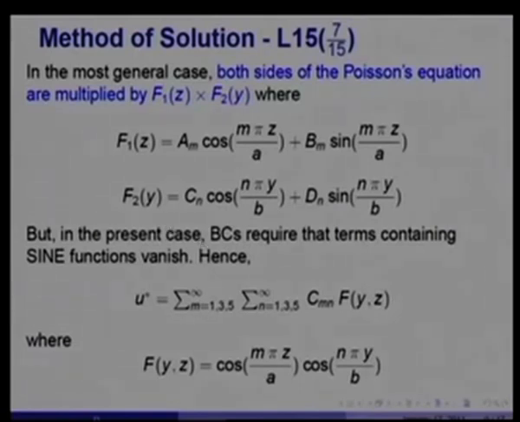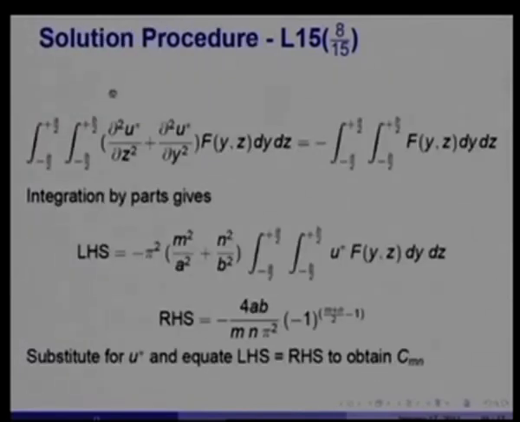and therefore, our equation would be u star equal to the sum of Cmn f y z, m equal to 1, 3, 5 to infinity, n equal to 1, 3, 5 to infinity, where f y z is equal to cos m pi z by a, which is the product of that, and Cmn is really am into Cn, as you can see. So, we need to determine the constant Cmn, so that we can get the value of u star. This is the double Fourier series. You must remember what the function is. F y z is cos m pi z by a multiplied by cos n pi y by b. So, the solution procedure is like that.